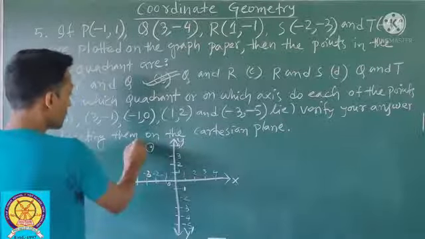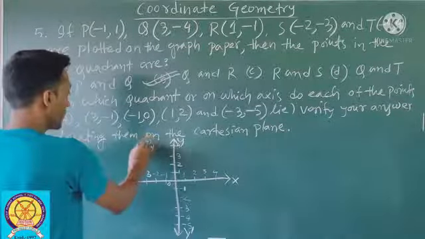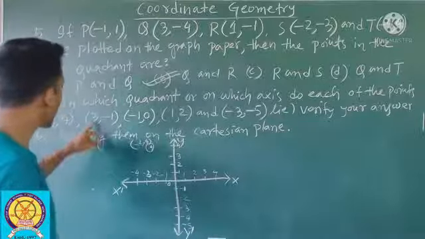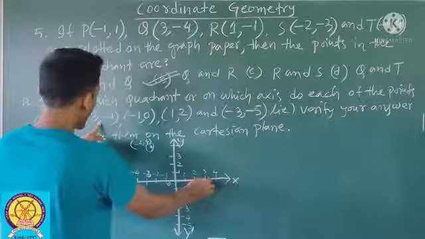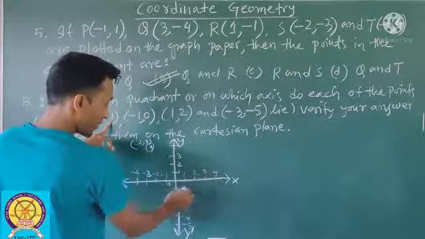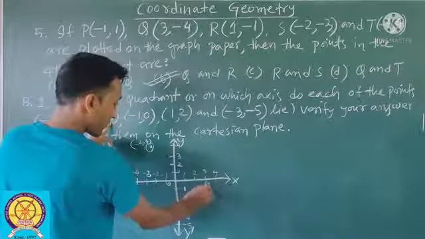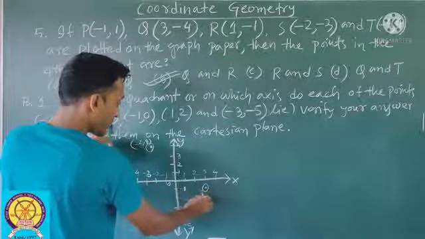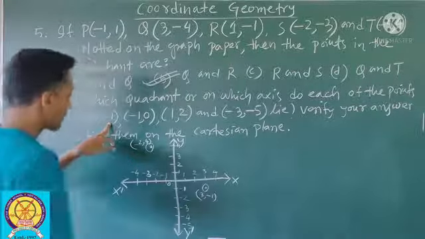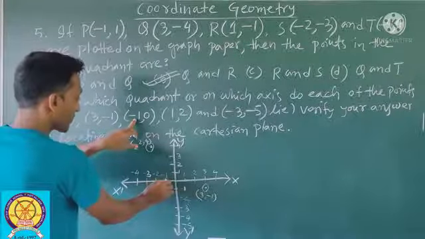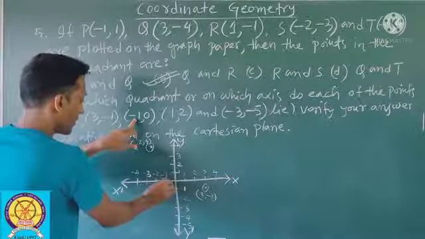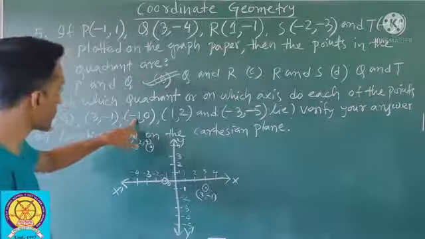So (-2, 4). Then next is (3, -1). X is 3: 1, 2, 3. Y is -1, here. So (3, -1). Then (-1, 0). X is -1, y is 0. So this is a point on the x-axis.